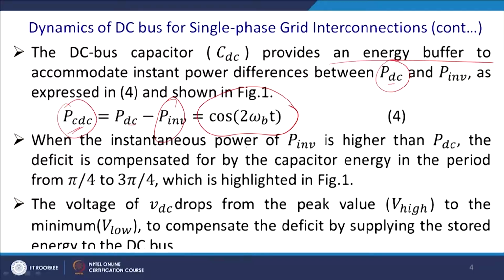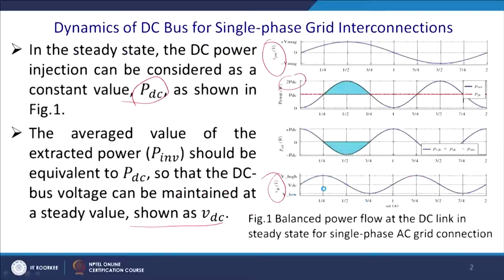When the instantaneous power P inverter is higher than the PDC, this deficit is compensated by the capacitor energy. So, ultimately the capacitor will discharge and feed that extra power in the period. Please refer back to figure number 1, I cannot refer back every instant. From pi by 4 to 3 pi by 4, which is highlighted in figure 1, I just show one reference, please capture it.